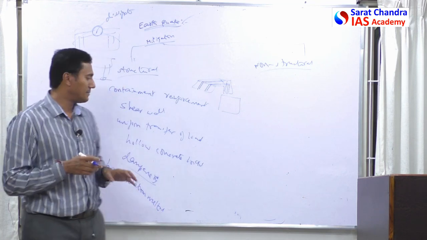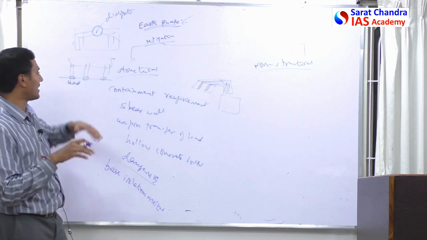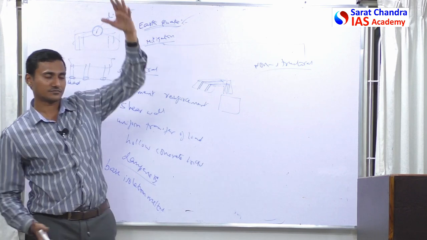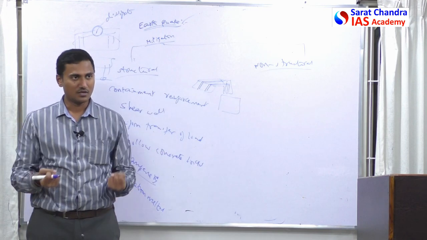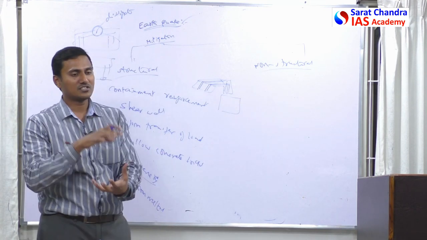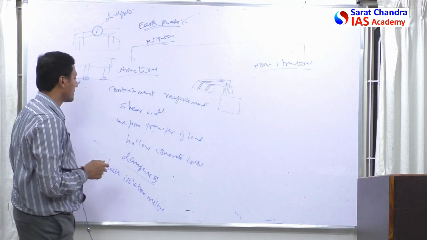Understand? This is called base isolation. You isolate the base from the remaining part of the building. Isolate does not mean leaving the building in the air like that. There should be some lead rigid rubbers, whatever. Okay.